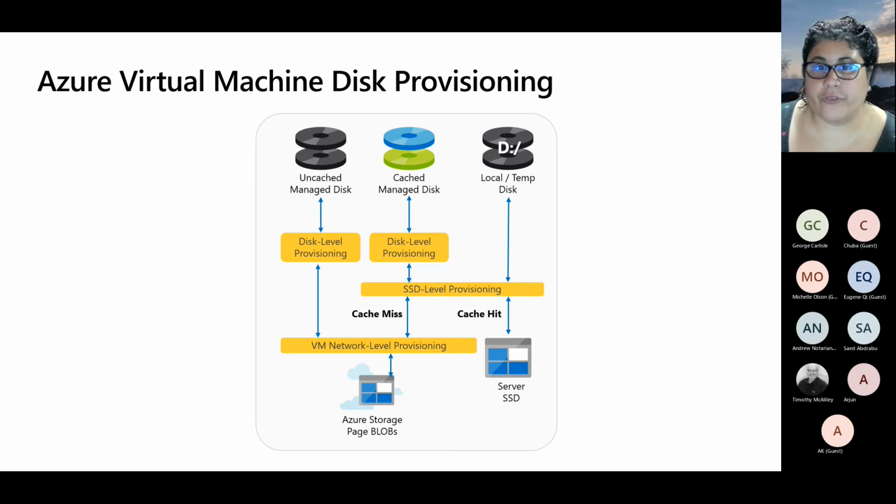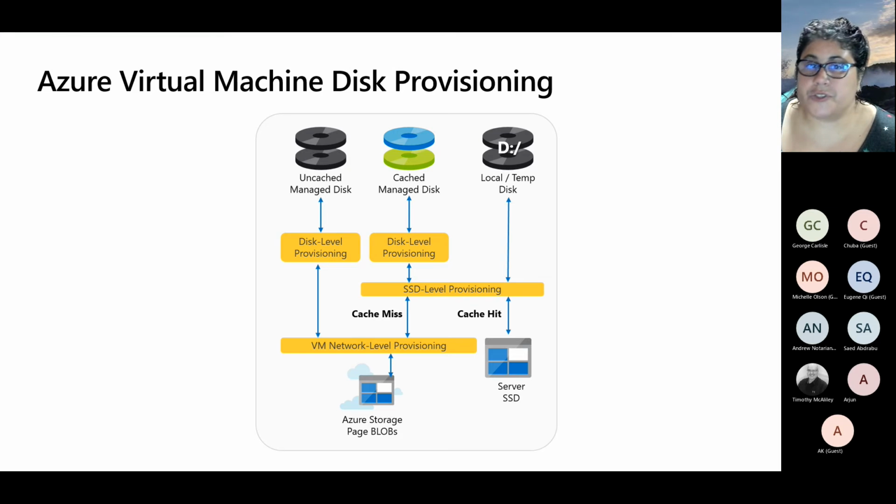If you have like 10 disks attached to your VM, each one of those disks will have its own limit. And then they'll also be governed by the VM network level provisioning, because all 10 of those disks together can push much more throughput than a single disk. So you could get capped on the disk level, or you could get capped on that VM network level if all the disks added together are pushing more than the VM is capable of. Because remember, all this is governed by networking, right?